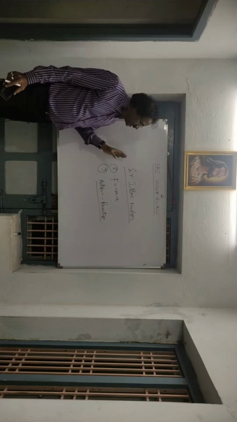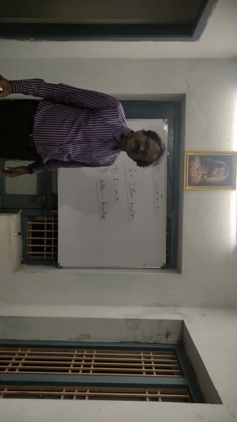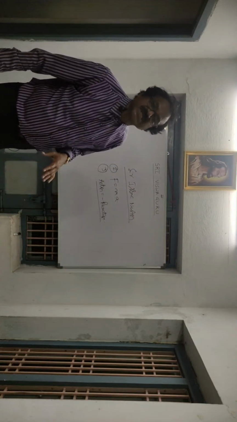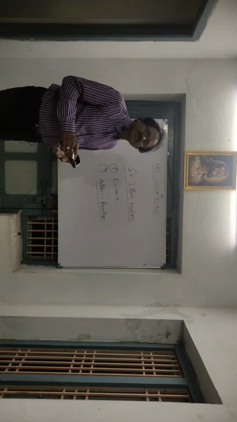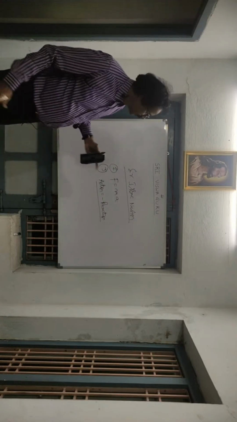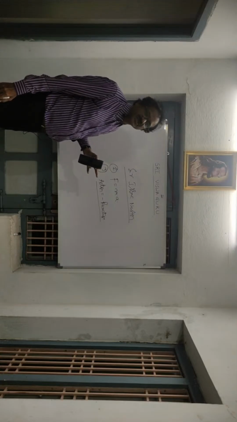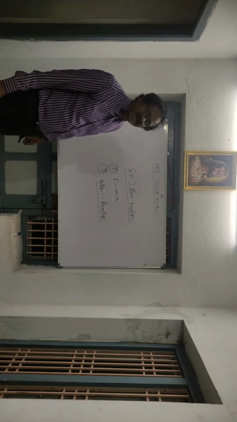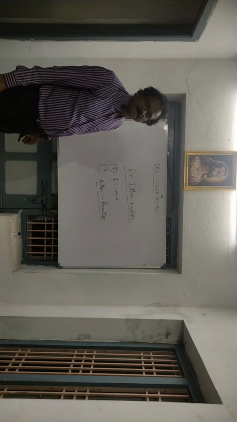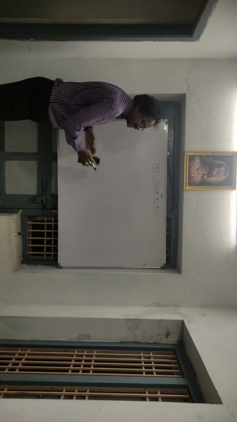Now we go through Isaac Newton's universal law of gravitational force. Gravitational force F is equal to G m1 m2 over r squared. Force equals G times m1 m2 over r squared. That is the universal gravitational force. Okay.